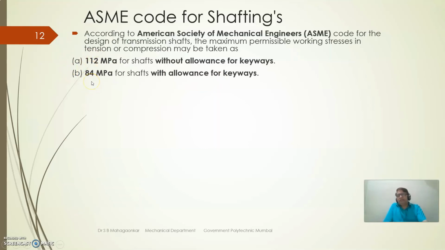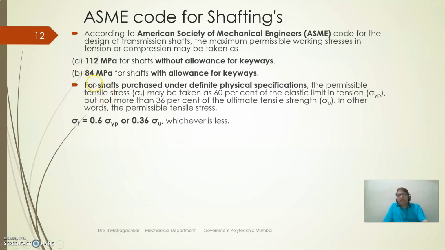Okay, sigma T, tensile permissible, is 112 MPa without keyway, and with keyway, if it is there, we have to go for 84 MPa. And for a shaft purchased under a definite physical specification, for example 45 C8, for that specific material they will generally give the yield strength and ultimate strength. If they have given the yield strength and ultimate strength, this is how to find the tensile stress we have to use.